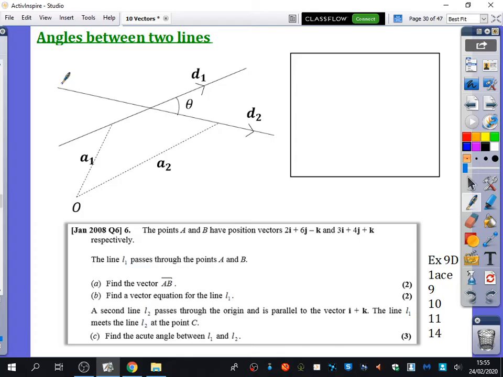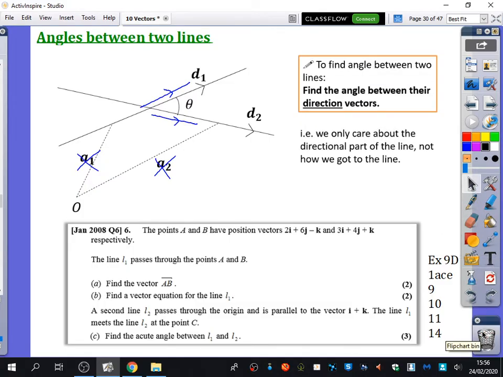The D parts, the interesting parts, because they are the directions of the line, okay? The D parts are this and this. So this part and this part are useless for helping us find an angle between 2 lines. The only thing that I'm interested in is D1 and D2. So I've said here, to find the angle between 2 lines, you find the angle between their direction vectors, i.e. we only care about the directional part of the line, not how we got to the line. And hopefully that makes sense, right? This shouldn't be something you should memorize. This should be something that should make sense.